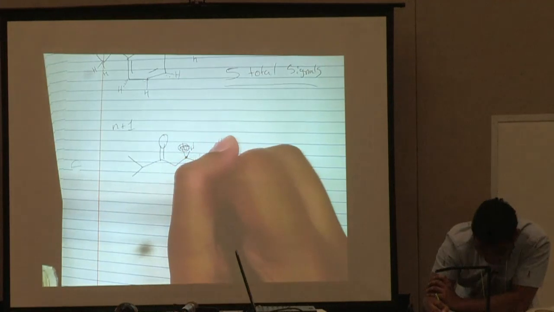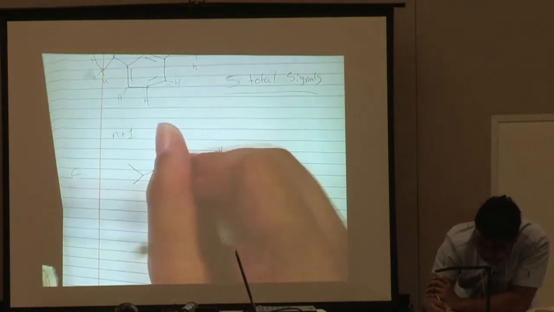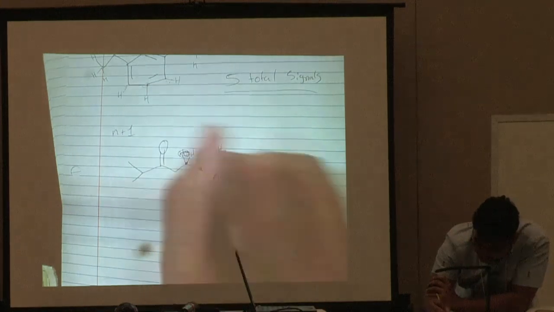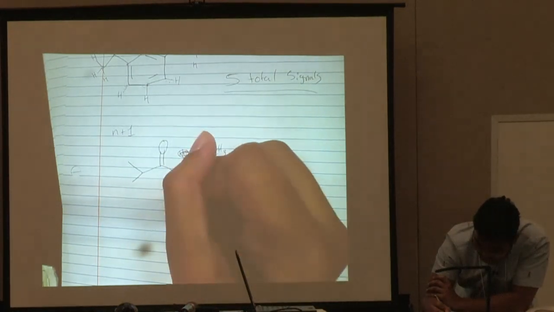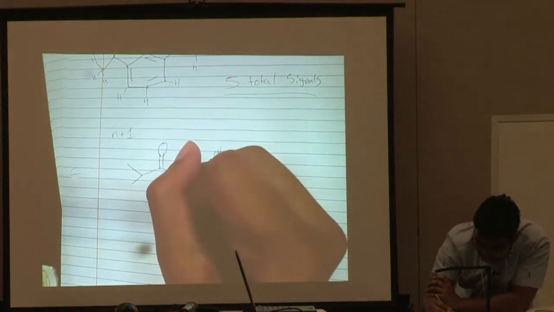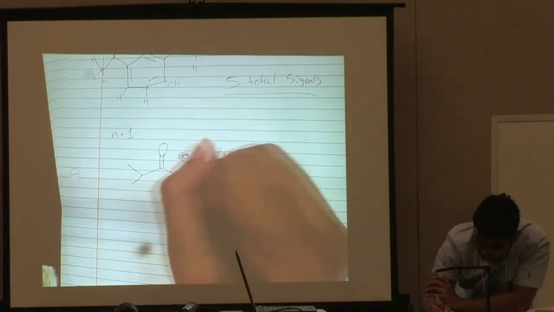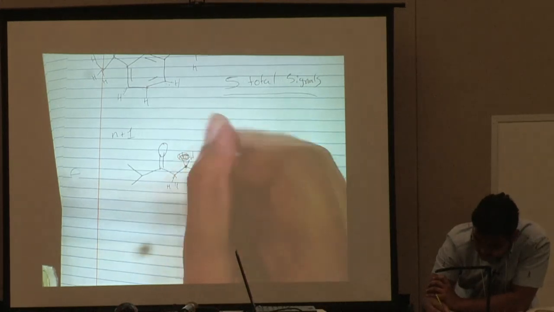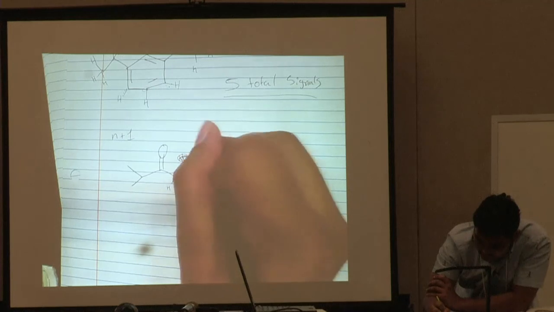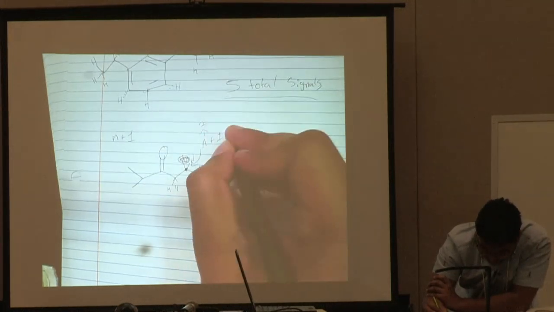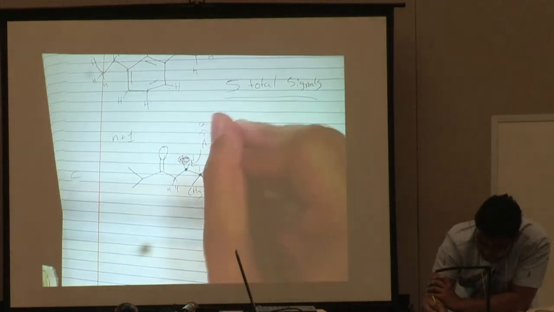If I was comparing, let's see, this guy right here. This guy right here would have 2 neighbors because right here I have 2 hydrogens, right, directly attached. So this guy right here, N+1, 2 plus 1. So this would be a triplet.